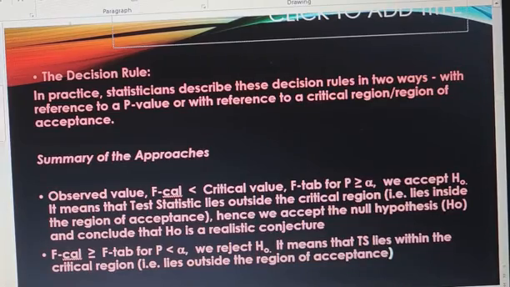Summary of the approaches. Observed value Fcal less than critical value Ftab, or p greater than or equal to alpha, we accept H0. It means that the test statistic lies outside the critical region, i.e. lies inside the region of acceptance, hence we accept the null hypothesis, H0, and conclude that H0 is a realistic conjecture. Fcal greater than or equal to Ftab, or p less than alpha, we reject H0. It means that the TS lies within the critical region, i.e. lies outside the region of acceptance.